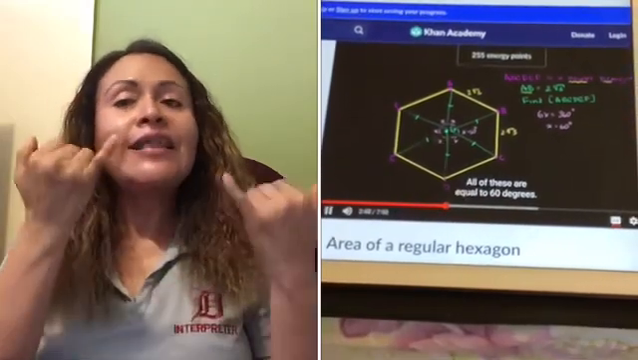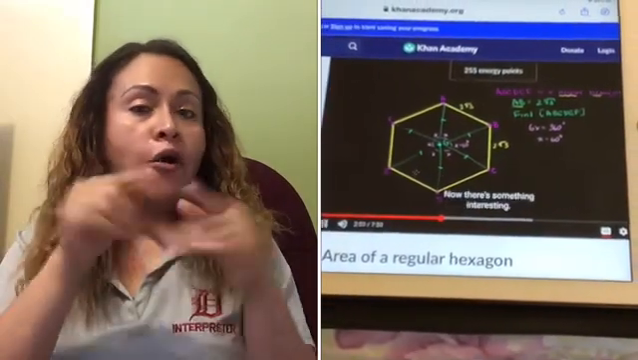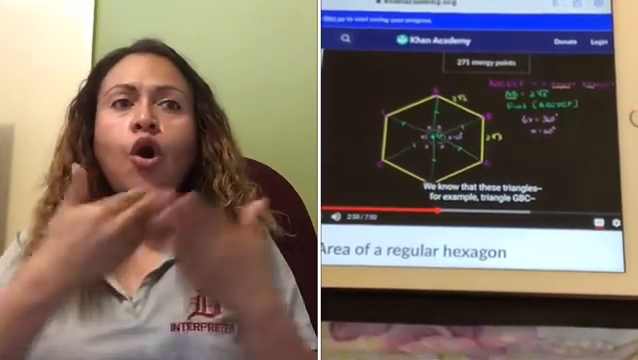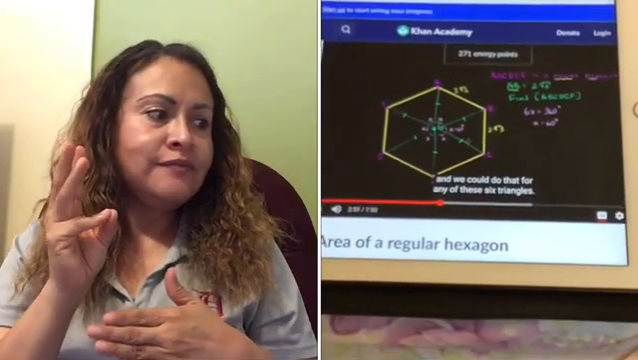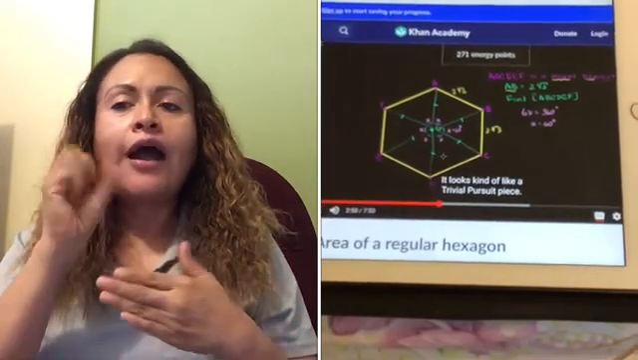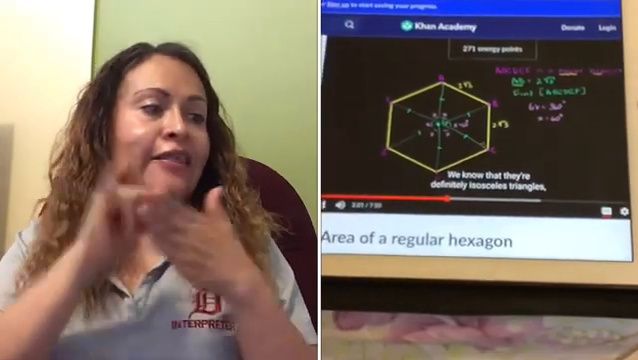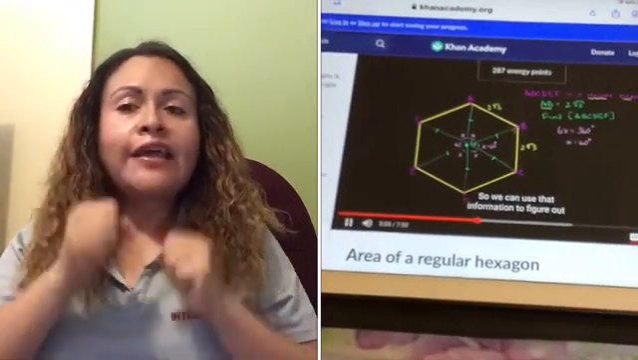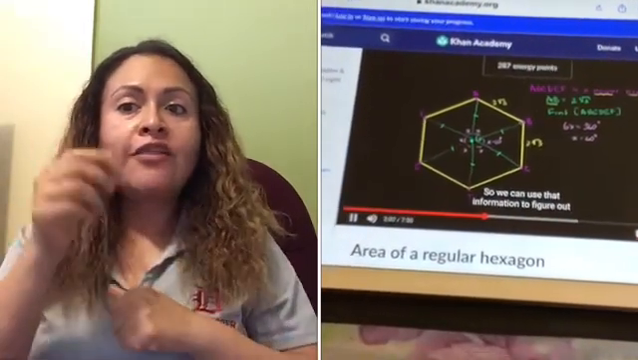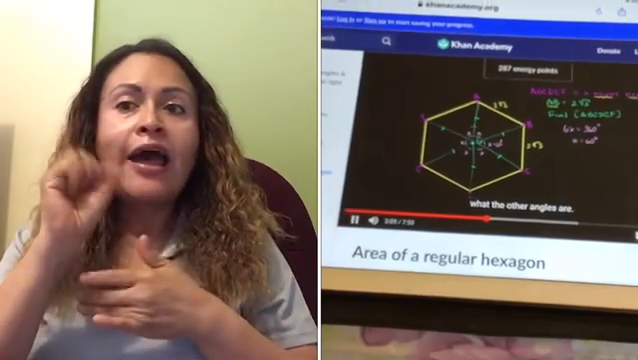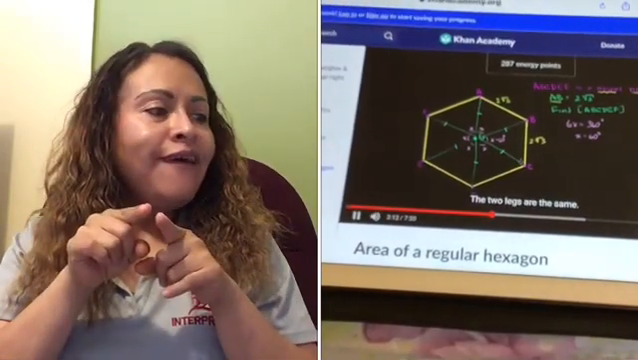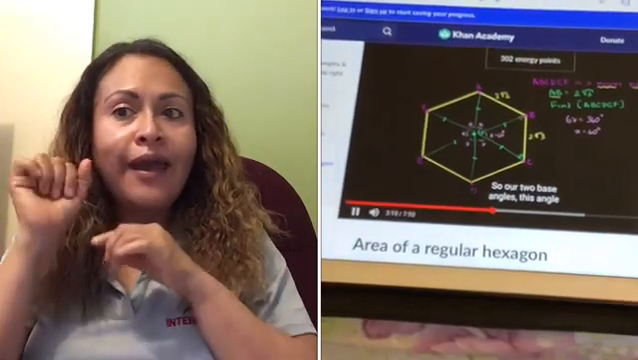Now there's something interesting. We know that these triangles, for example, triangle GBC, and we can do that for any of these 6 triangles, look kind of like a Trivial Pursuit piece. But we know that they're definitely isosceles triangles, that this distance is equal to this distance. So we can use that information to figure out what the other angles are, because it's an isosceles triangle. The 2 legs are the same, so our 2 base angles, this angle is going to be congruent to that angle. We could call that y right over there.